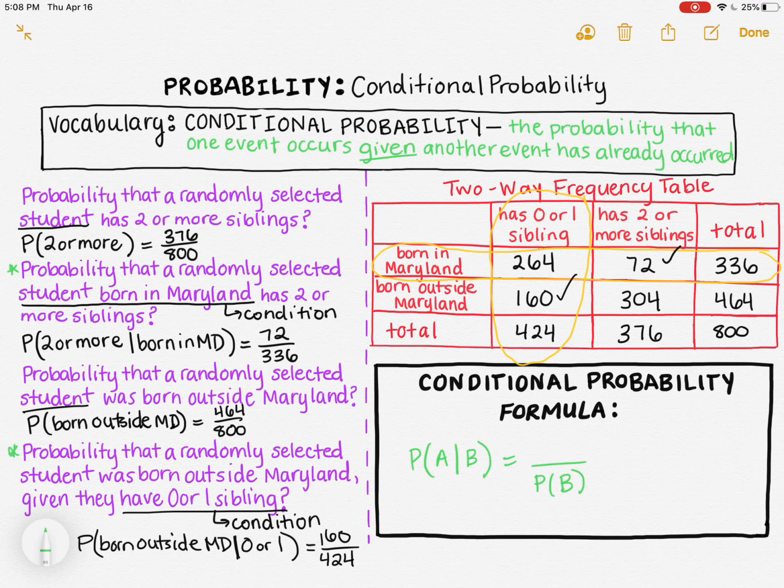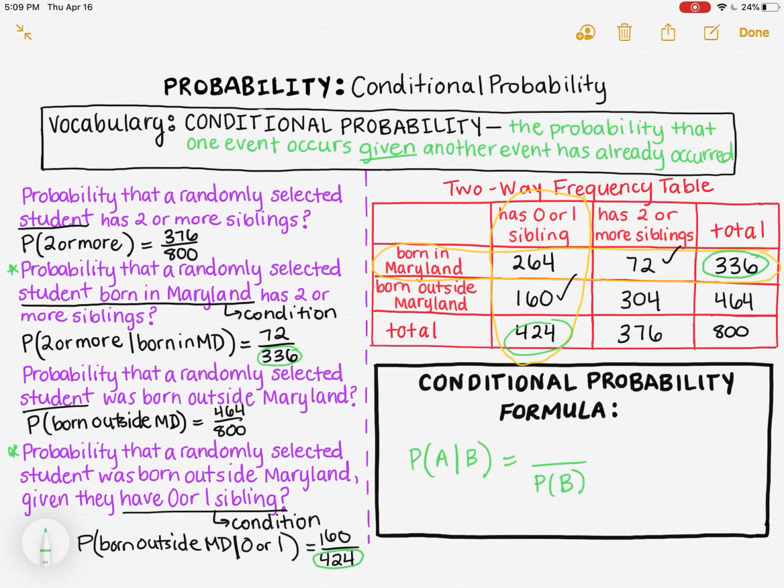So if you go back to our first starred question, our denominator was the total number of students born in Maryland. That was our condition. So we went to the students born in Maryland and took the total from that row and put it in our denominator. So we always use the condition. Same with the second starred question. Our condition was that students had 0 or 1 sibling. So we took the total from the 0 or 1 sibling row and put it in our denominator. So the probability of the condition always goes in the denominator. So in our formula, that's the probability of B.